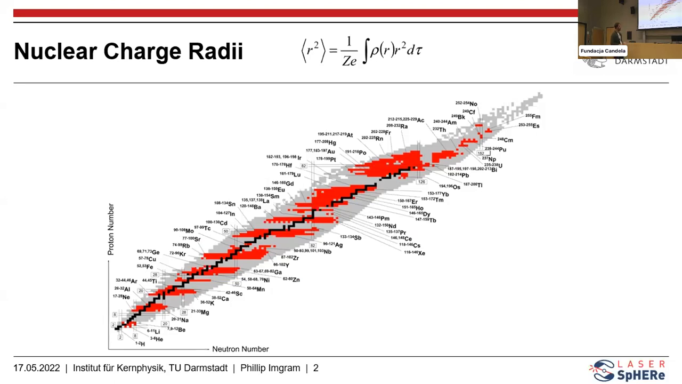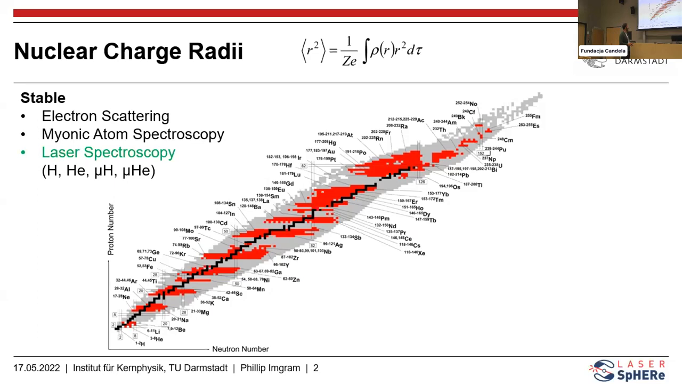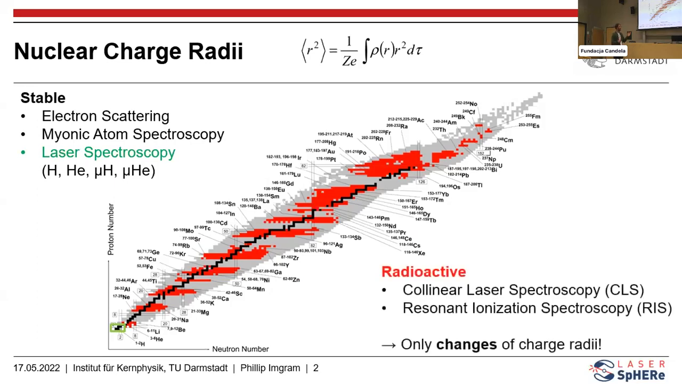And if you want to measure a nuclear charge radius, for example for the stable nuclei, which are marked in black here, you can use some of the established techniques like electron scattering or muonic atom spectroscopy. And as we just heard, also laser spectroscopy, but unfortunately only for the lightest isotopes right now. If you want to investigate radioactive isotopes, you need a measurement technique which is fast from the production of the nuclei to the measurement, because your nuclei decay.